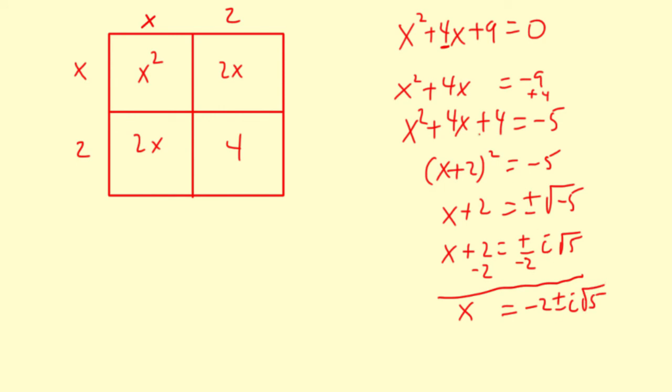Okay, so those are my solutions for this equation, x squared plus 4x plus 9 equals 0. And notice that they're complex conjugates. That's what happens when you solve a quadratic by square roots involving complex numbers. You're always going to get complex conjugates. And that's the big picture for this lesson, completing the square.